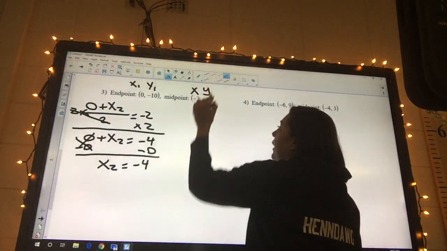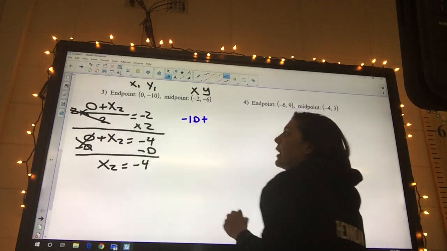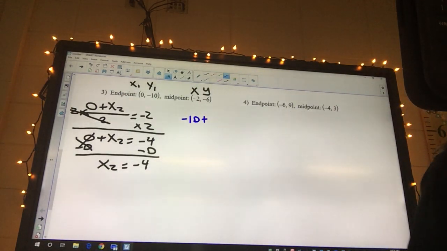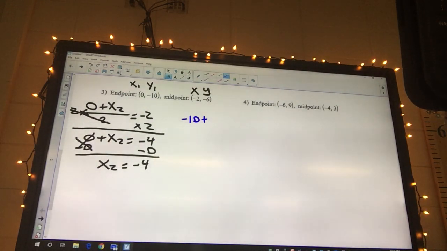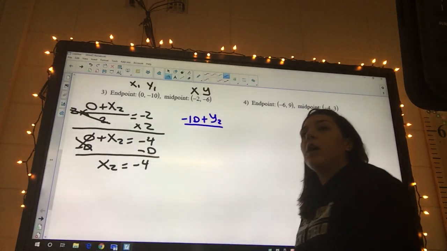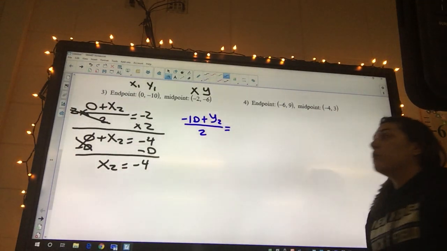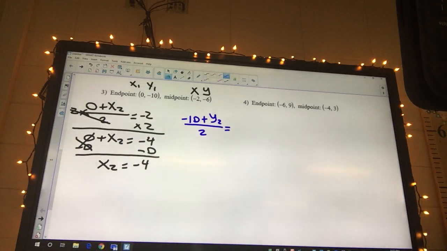Okay, and now we can set up our other equation. So our other one says y sub 1, which is -10, or y sub 1 equals -10. And then our y sub 2, we don't know what it is. So we're going to write y sub 2. And we set that over what? 2. Same. And we set it equal to the big Y, which is going to be -6.